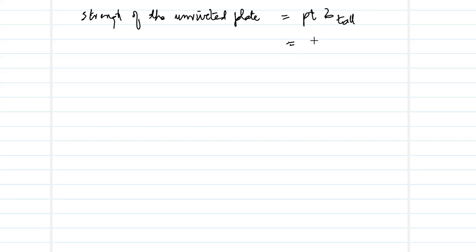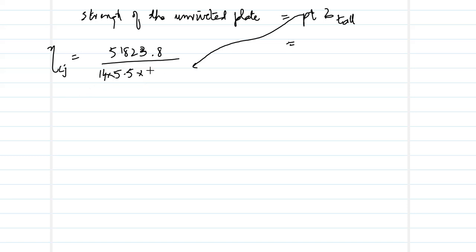Now before finding efficiency, we have to find the strength of the solid plate, the unriveted plate. Clear? Per pitch length, which is P times T times sigma T allowable. For lap joint, the least value is 51823.8 divided by, using the same formula with these values: the pitch here is 14, the thickness is 5.5, and sigma t allowable is 250. In case of the lap joint, the efficiency comes out to be 72.9%.